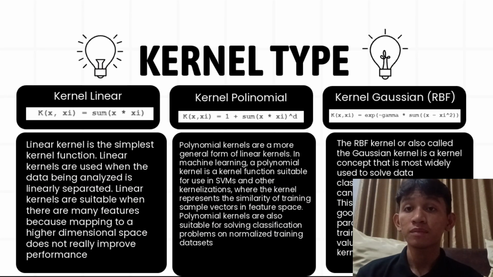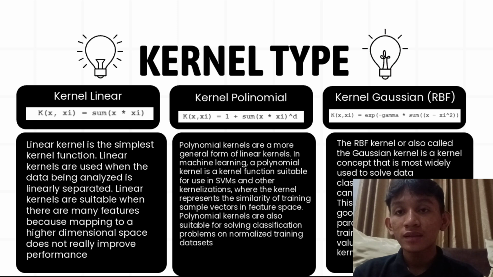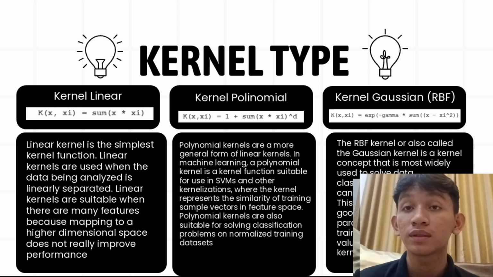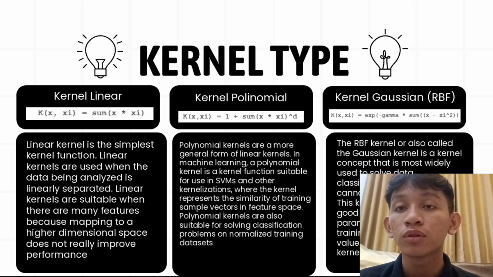Next, kernel types. The first kernel: linear. Linear kernel is the simplest kernel function. Linear kernels are used when the data being analyzed is linearly separable. Linear kernels are suitable when there are many features because mapping to a higher dimensional space does not really improve performance. Next, kernel: polynomial. Polynomial kernels are a more general form of linear kernels.